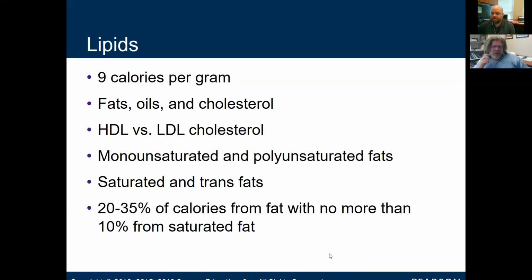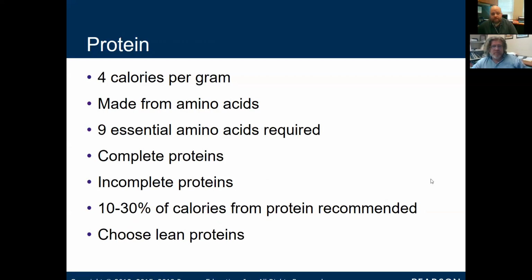And the guidelines for this are you should get about 20 to 35% of your calories from fat, with no more than 10% from saturated sources. This can be a challenge because fatty foods are dense with calories, and so they have a surprising amount of calories in them. Protein, again, most commonly from animal sources, but also available in vegetable sources.